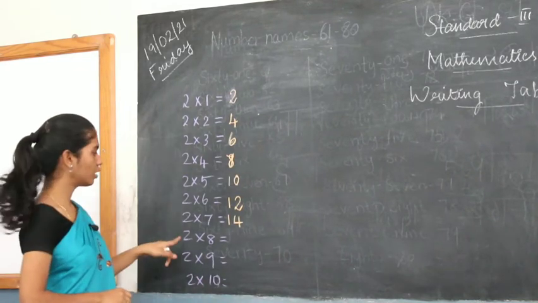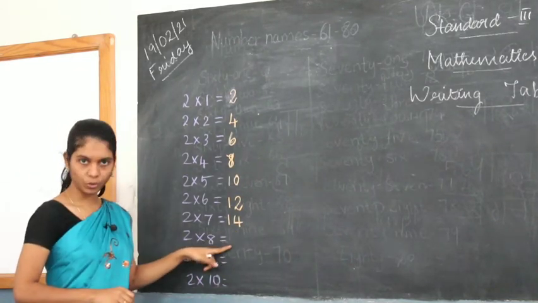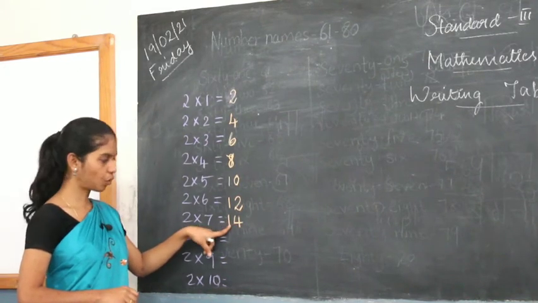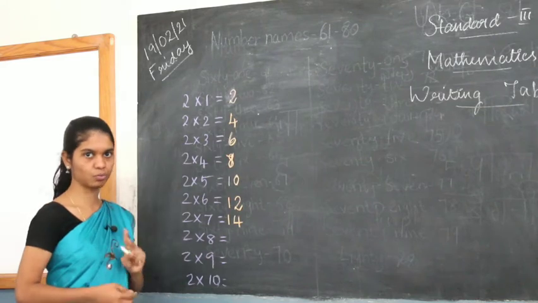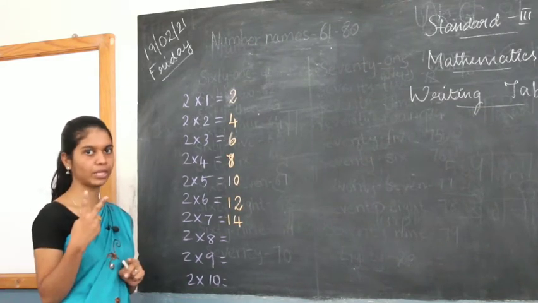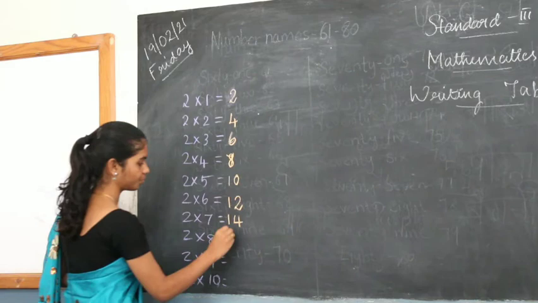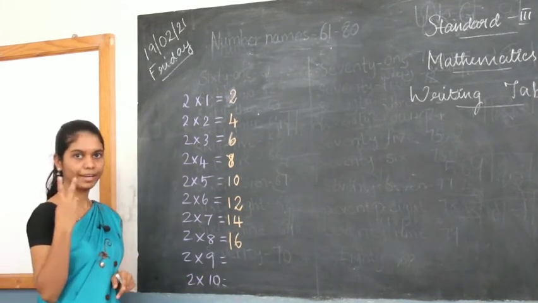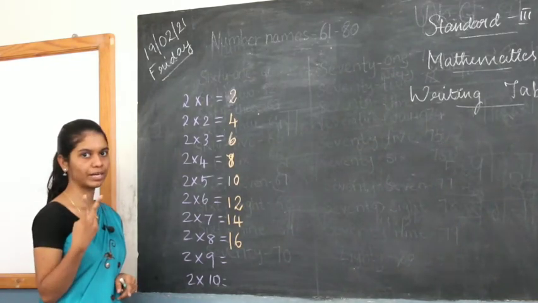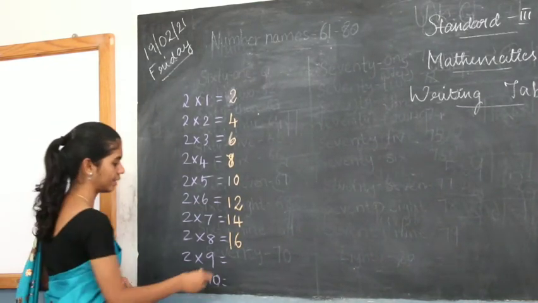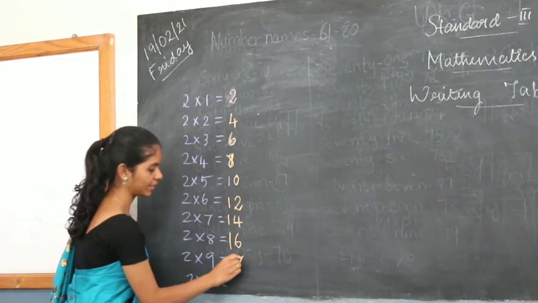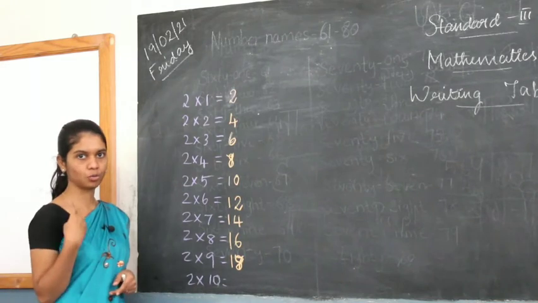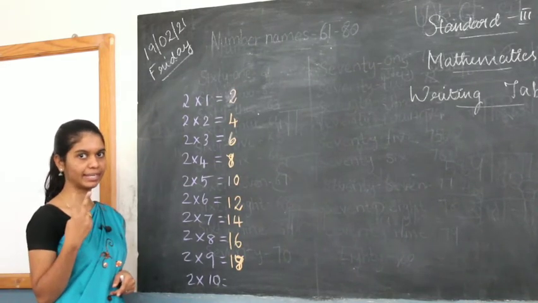Now here you got 2 eights are. For 2 eights are, you should add 2 more to 2 sevens are, which is 14. So to 14, you should add 2 more. 14 in your mind, 2 in your finger. After 14, 15, 16. Now you got 16. To 16, add 2 more. 16 in your mind, 2 in your finger. After 16, 17, 18. So now you got 18 here. To 18, add 2 more. 18 in your mind, 2 in your finger. After 18, 19, 20.